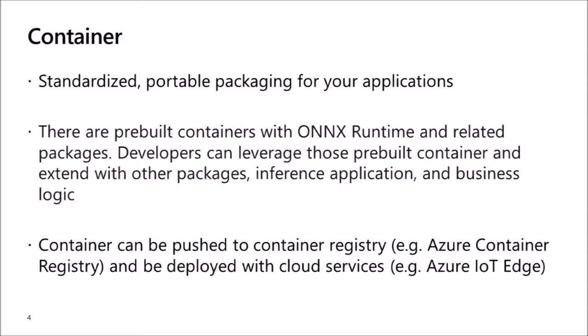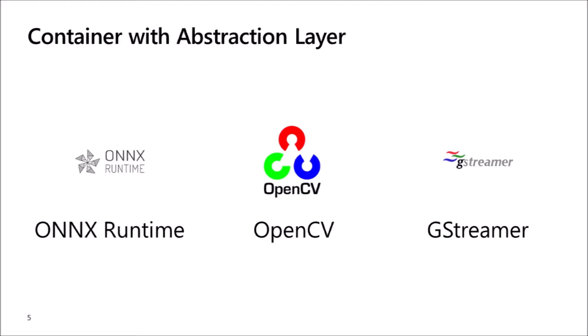A container can be pushed to a container registry, such as Azure Container Registry, and be deployed with cloud services, such as Azure IoT Edge. Let's take an example of building and deploying a vision AI solution on the edge. The container packs ONNX Runtime, OpenCV, and GStreamer as abstraction layer.